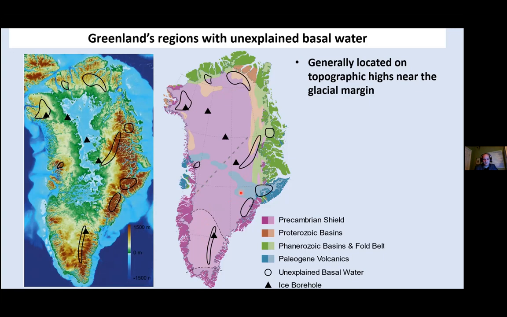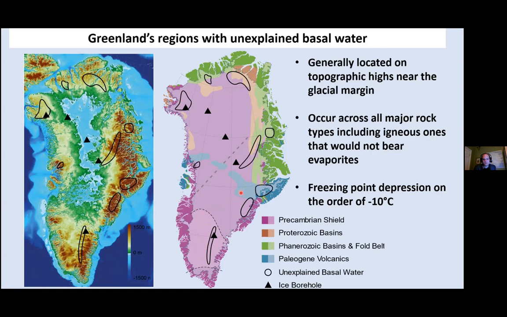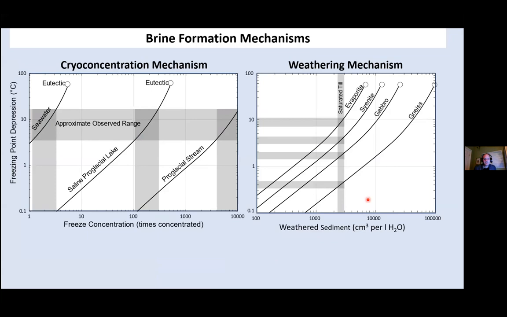And how much brine concentration do you need at these sites? A lot. Many of these sites, the error, if you will, in the temperature is around negative 10 degrees. So is this even possible? What's going on here? And there would be a couple of different mechanisms that could get you to this negative 10 degrees.